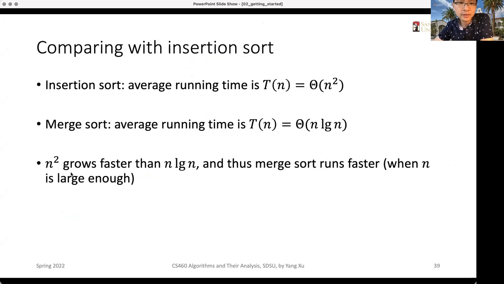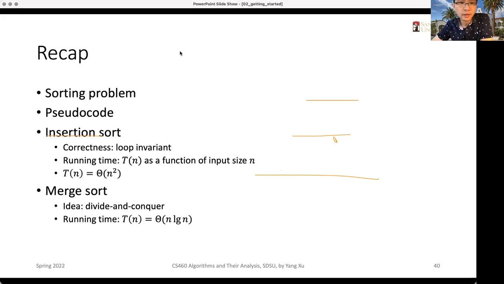Okay, in insertion sort, the average running time is a quadratic function. But for merge sort, the average time is big theta of n times logarithm of n. So merge sort runs faster. All right, so that's pretty much merge sort and insertion sort as an introduction.